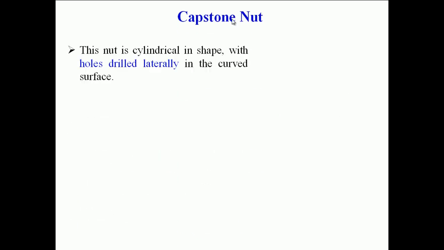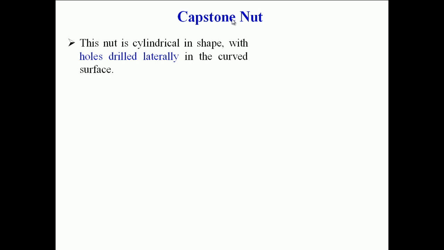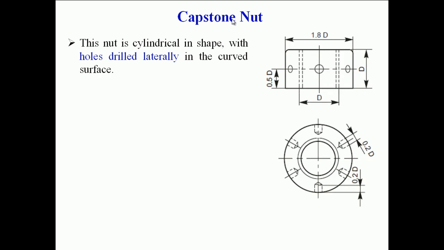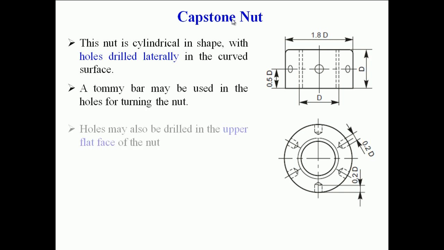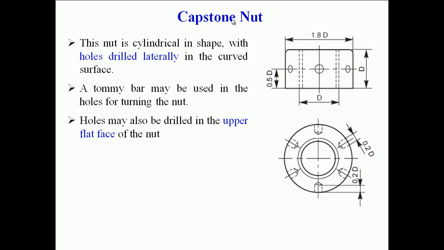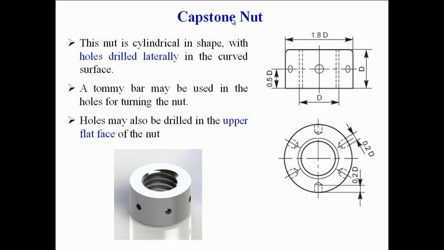Next one is capstone nut. This nut is cylindrical in shape with holes drilled laterally in the curved surface. So this is the schematic representation of the capstone nut. A Tommy bar may be used in the holes for turning the nut. Holes may also be drilled in the upper flat face of the nut. This is the actual photograph of a capstone nut. So this is the hole where you can insert the Tommy bar and you can tighten or loosen the nut.